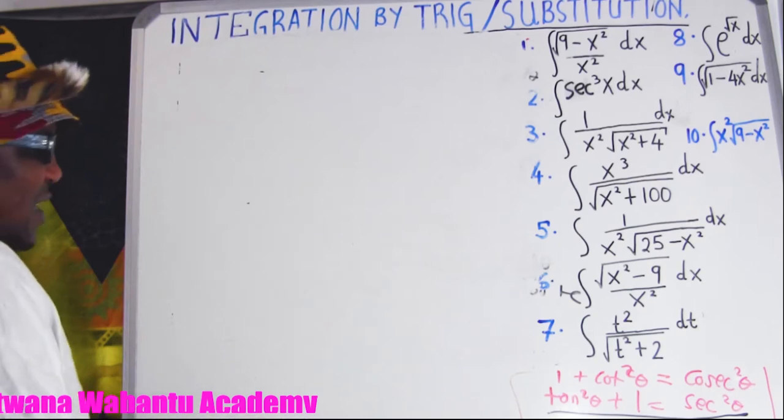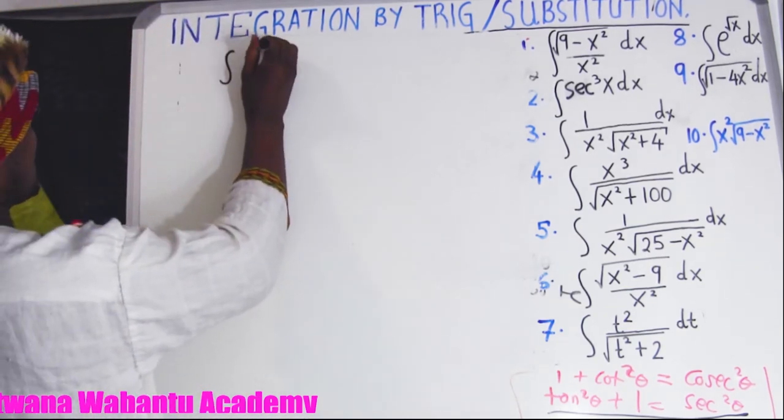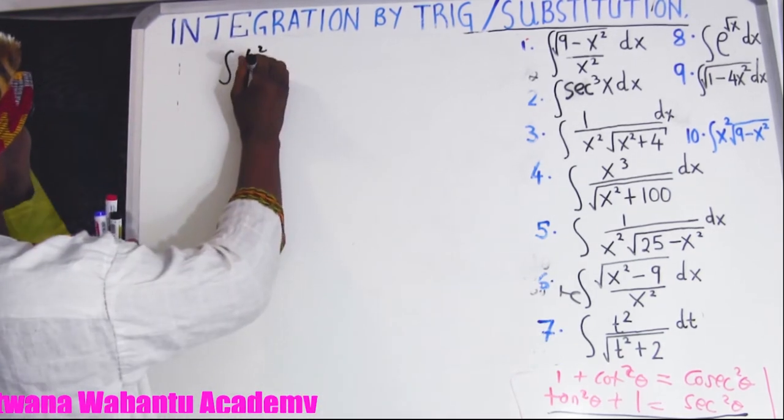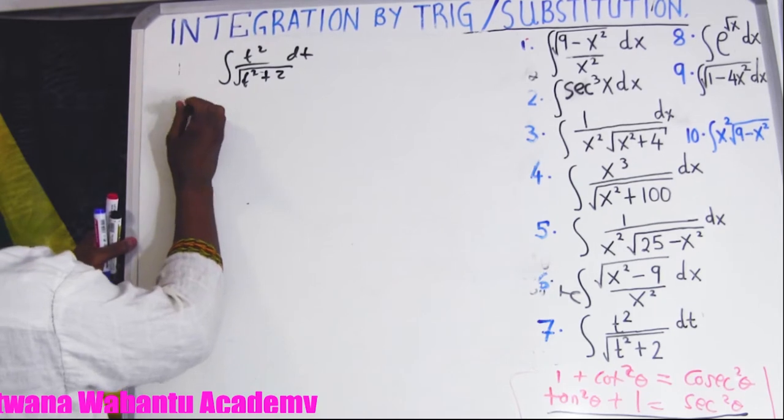Okay, cool. Let's go to question number 7. Question number 7 is easy. So I'm going to say integral of t squared dt. So I'm going to let this be tan.